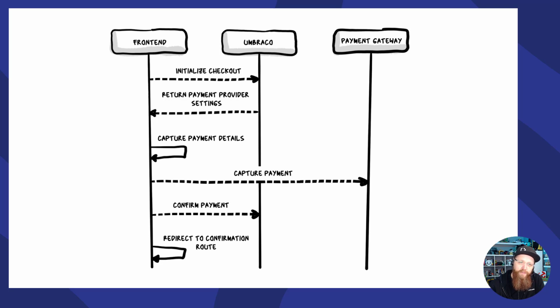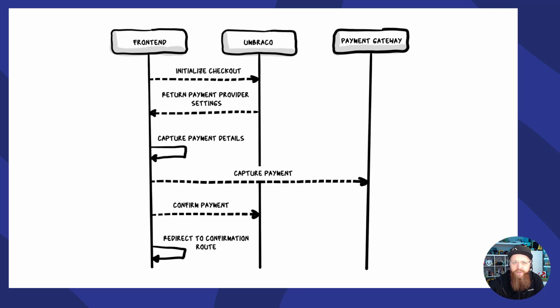So in this way, rather than asking for a token, we will notify Umbraco Commerce that we want to initialize checkout. So this basically generates an order number and gets the order ready to be captured. Umbraco Commerce will return the order number here, but it'll also return the selected payment provider's settings.